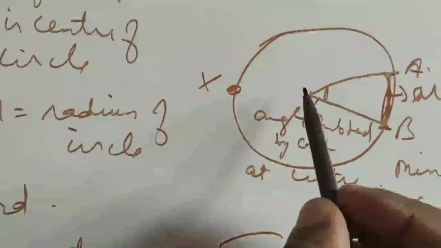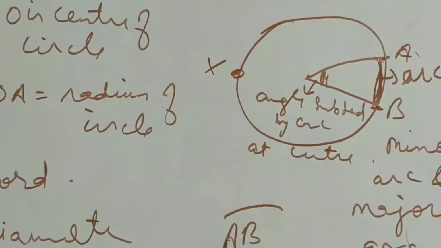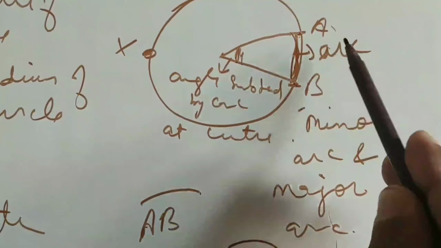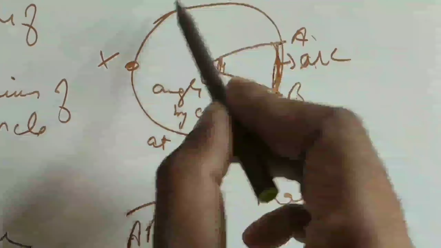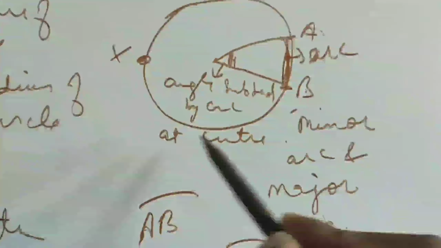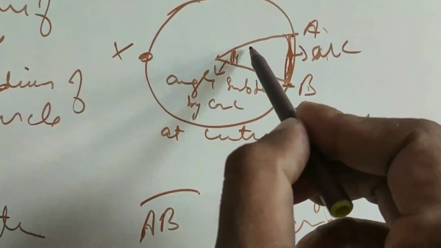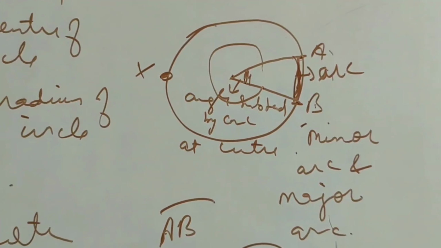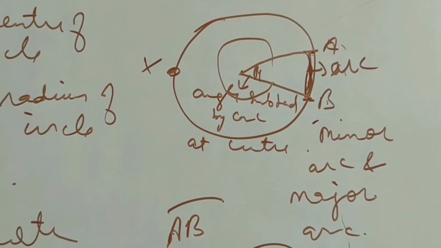Now this is the angle subtended by the arc at the center. This angle is subtended by minor arc AB, and the angle subtended by arc AXB, or major arc AB, will be this part. This part is the angle subtended by the major arc AB or arc AXB.